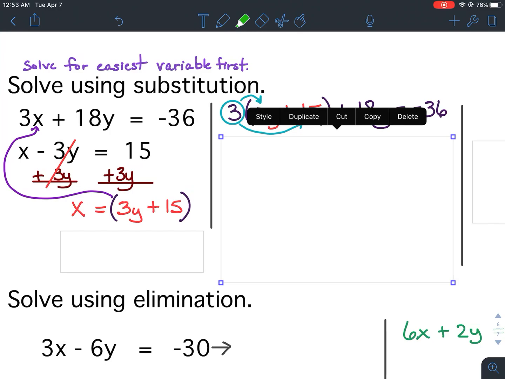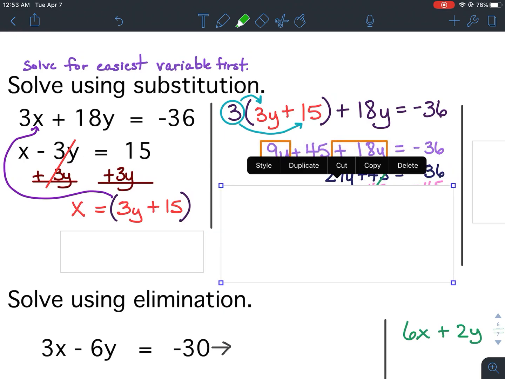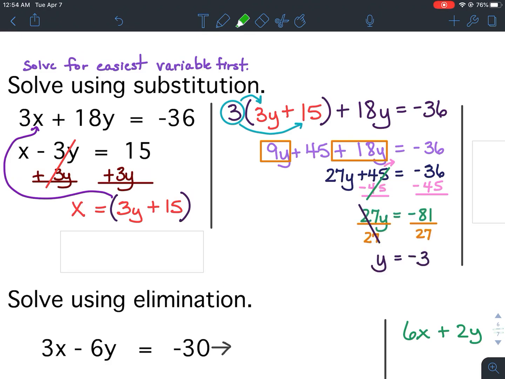First thing I do after substitution is the distributive property. When I do the distributive property, I get 9y plus 45 plus 18y equals negative 36. The reason why there's the boxes there, because after the distributive property, you combine like terms. When you combine like terms, you get 27y plus 45 equals negative 36. To isolate the variable, this is now a 2-step equation. I got to get rid of my constant term. Since it was positive 45, the opposite of positive 45 is negative 45, so I subtracted 45 from both sides to get 27y equals negative 81. Divide both sides by 27 to isolate the variable, and you get y equals negative 3.